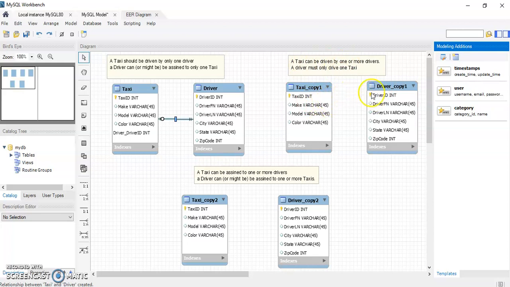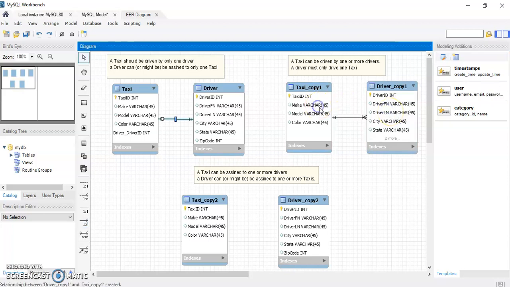So from here to here we're going to have a many, right? But going back, a driver must only drive one taxi. Okay, so it's a one-to-many. When we have a one-to-many, we always start with the many side. So this is a one-to-many, and we start from the many side, which is this one, and we go back. A taxi can be driven by one or more drivers. A driver must only drive one taxi.